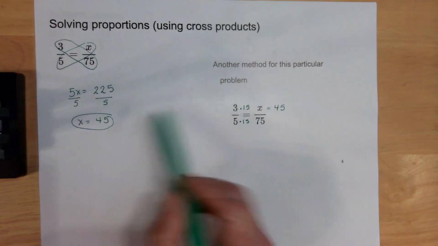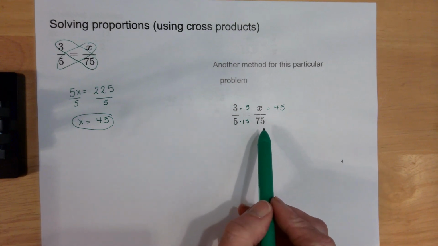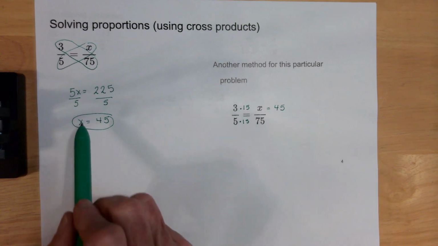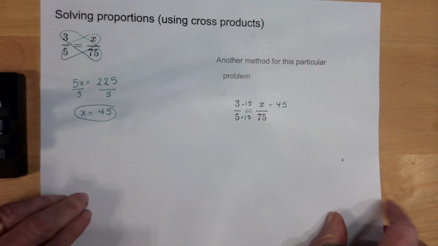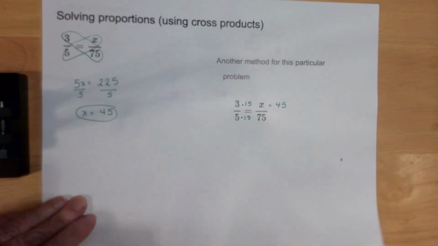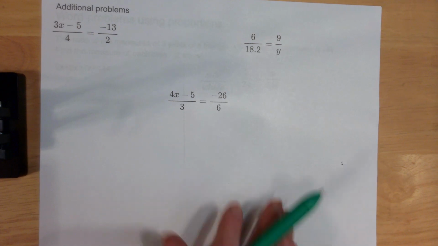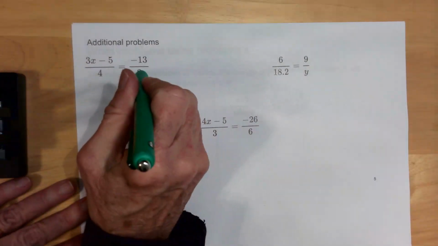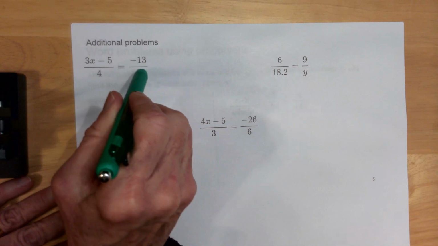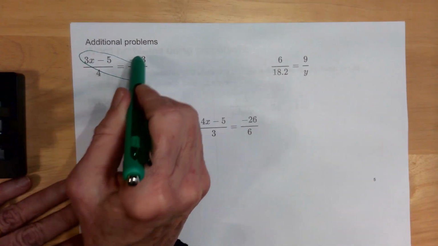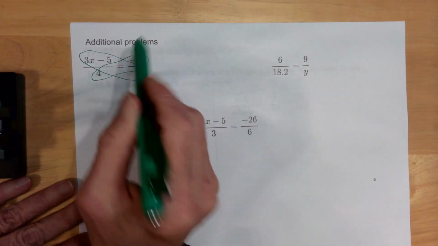Now, that method does not always work for every proportion. This method does. That's like a shortcut on some of the problems. For instance, it doesn't work on these with variables on it. So you're going to do it the long way. You're going to cross product. Don't forget to do the distributive property when necessary.